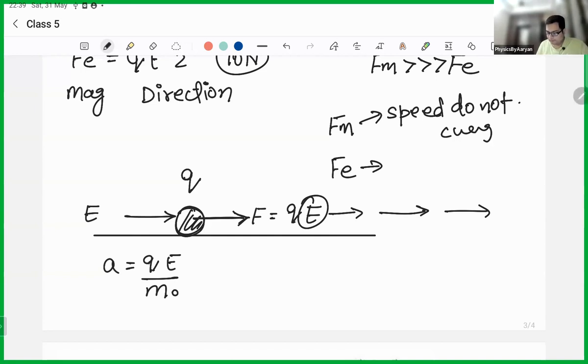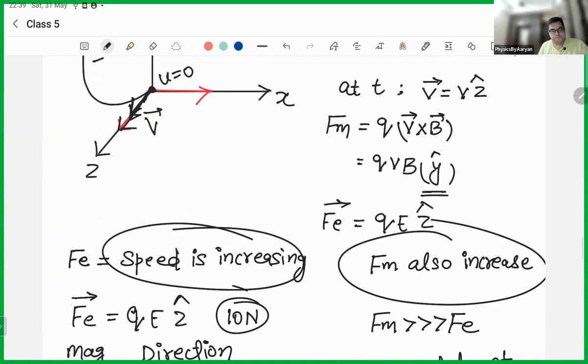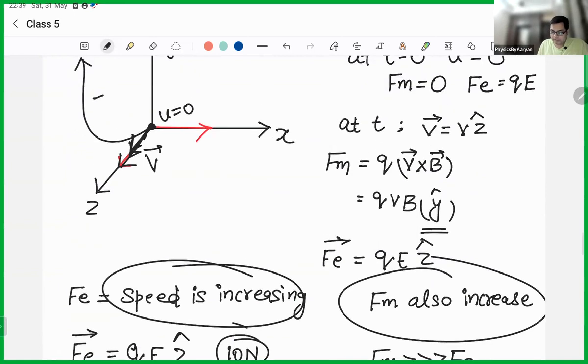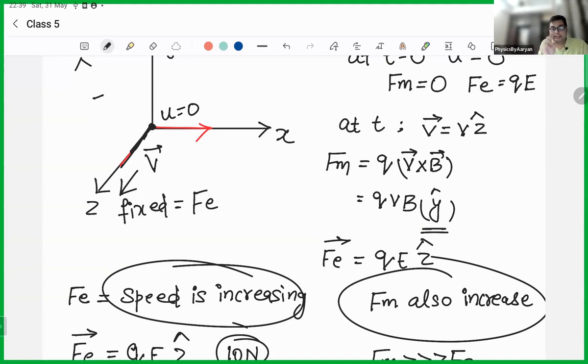So what is the number one idea in this question? Initially the particle was at zero. The electric force is acting in this direction, and this electric force is fixed. Force is not changing.